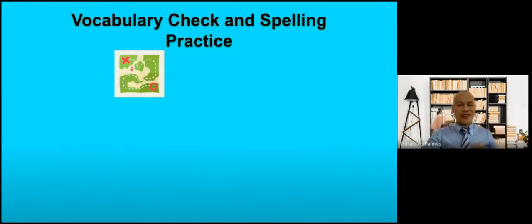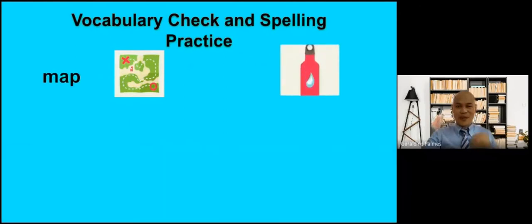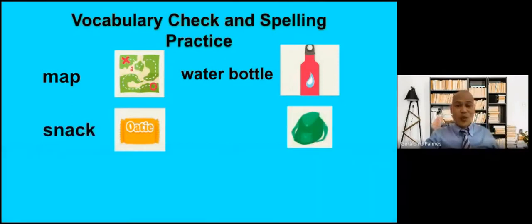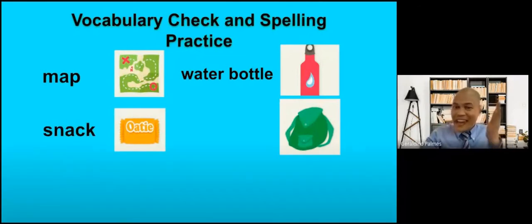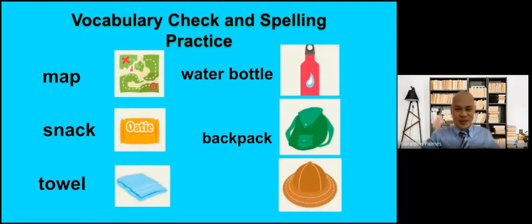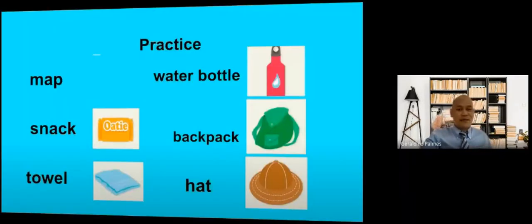Now, what can you see on the screen? It's a map. That's correct. What about this one? What is it? It's a water bottle. That's correct. What about this one? Okay, it's a snack. And what about this one? It's a backpack, correct. What about this one? It's a towel, great. You're correct. And what about the last one? It's a hat, that's correct. And we know that very well.